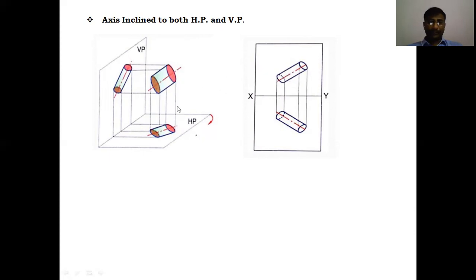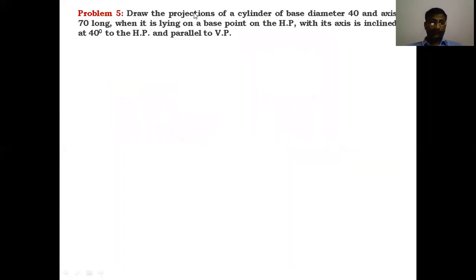In projection of solids 1, we are going to draw only prisms and cylinders, not pyramids and cones. Pyramids and cones we are going to draw under projection of solids 2. Okay, let us go for the problem.